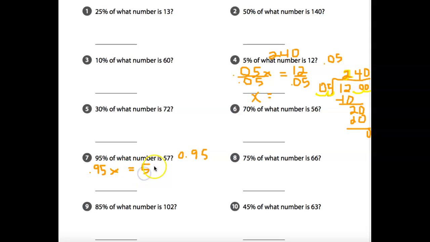Okay? Now, to get x by itself, we have to divide both sides by 0.95. And when we do that, we get x over here because they just cancel each other out. Equals, all right, so now whatever we do to this side, we have to do to this side. So 57 divided by 0.95.